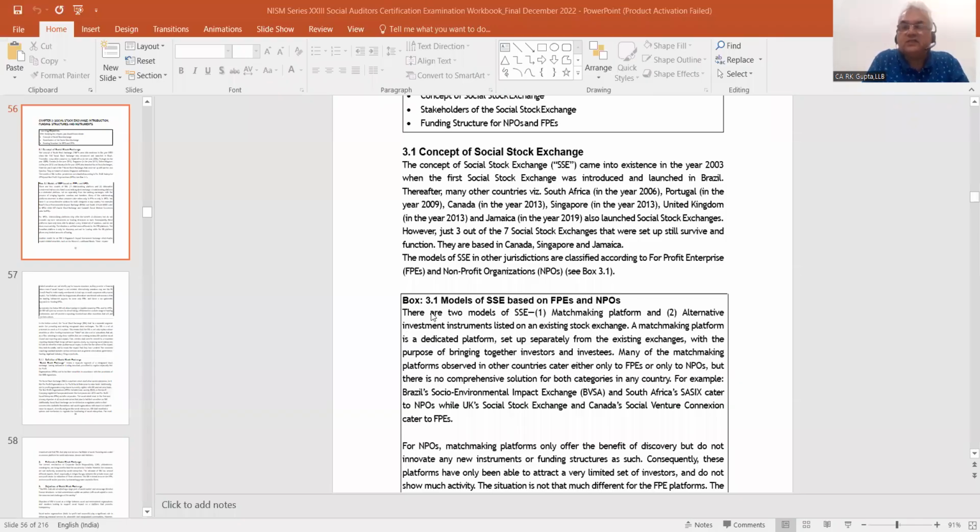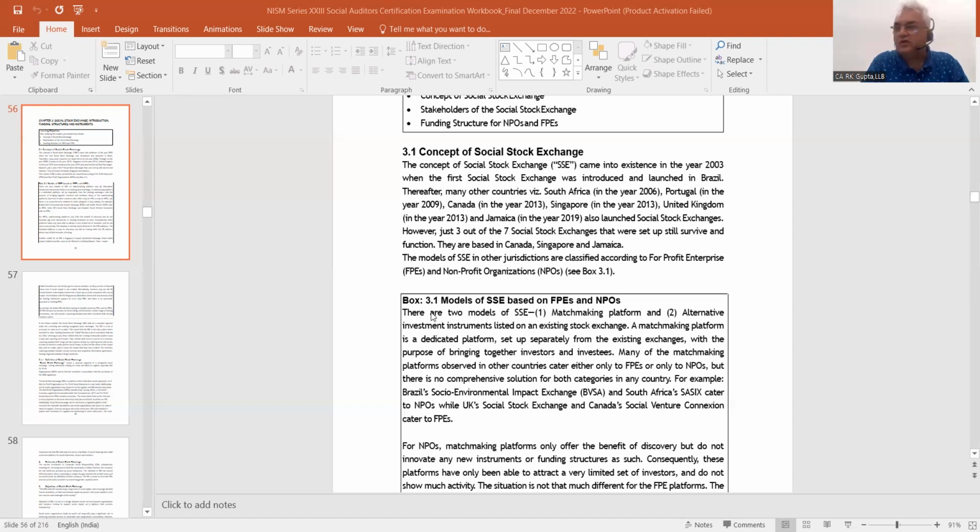Today we'll start with chapter 3 and then we'll move on to chapter 4 and 5. We have basically understood the concept of social stock exchange. A social stock exchange is an exchange that may be a part of an existing stock exchange, or it may be a separate stock exchange wherein securities issued by NPOs or for-profit organizations will be listed and traded. So this is the basic concept of social stock exchange.